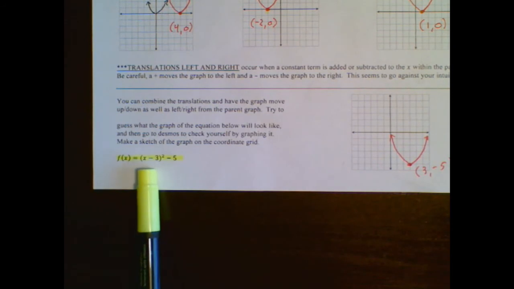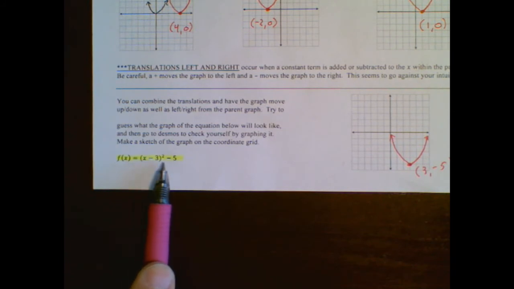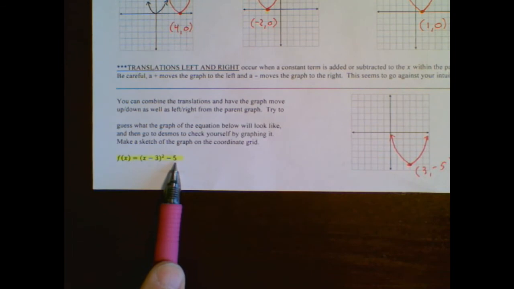The equation down here at the bottom of your notes shows you that you can do 2 moves all at once. The -3 inside the parentheses attached to the x means I'm going to move my vertex 3 units to the right. The -5, kind of on its own, means 5 units down.